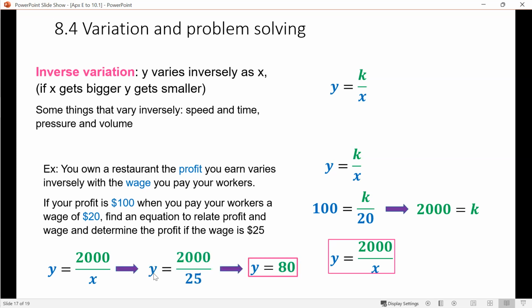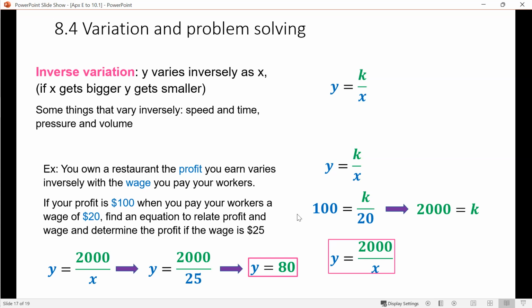All right, so let's say that the wage is $25. Then we can see that y is 2,000 over 25, so we know that y is $80. So what this tells us is that we make $100 if we pay a wage of $20 an hour, but we only make $80 if we pay a wage of $25 an hour.